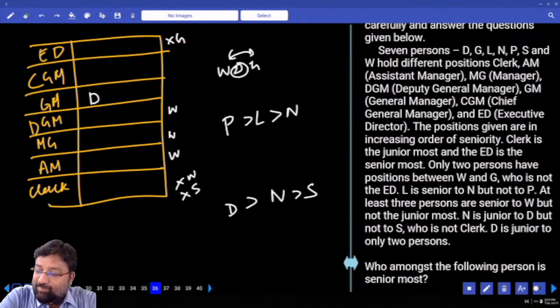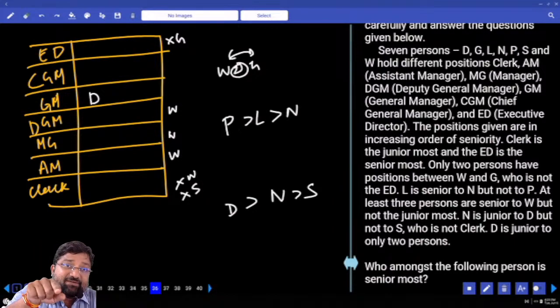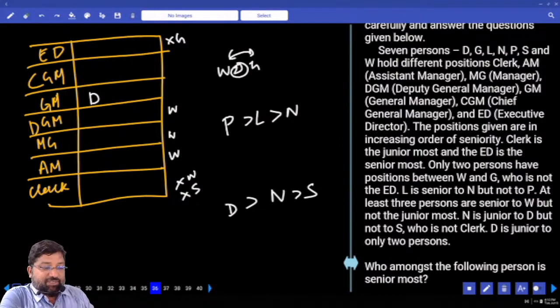Is it clear or not? D is junior to only two means D is less than only two. Reverse it, and only two are greater than D. That means before D, how many persons? Only two persons. Yes or no? Now what should I do? I should explore the possibilities for W. I don't have any other option.